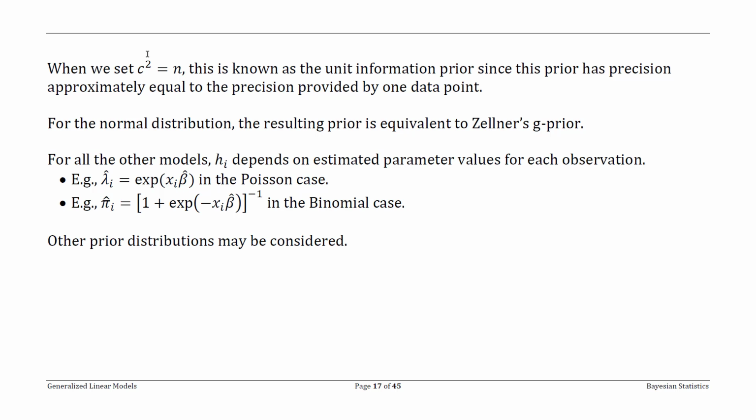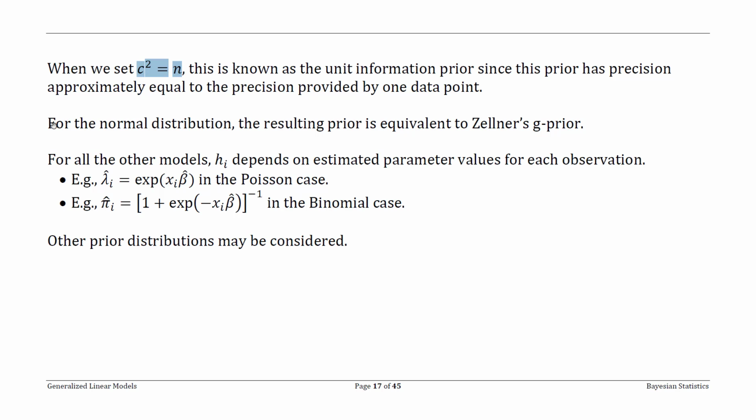When we set c squared equal to n, this is often known as the unit information prior. And this has to do with its relationship to the Fisher information matrix in frequentist statistics. Essentially, the Fisher information matrix attempts to quantify the information provided by a single observation, and setting c squared equal to n gives a prior distribution, or at least a covariance matrix for the prior distribution, that's equivalent to the Fisher information for a single observation. So this is a special case that people oftentimes will use.